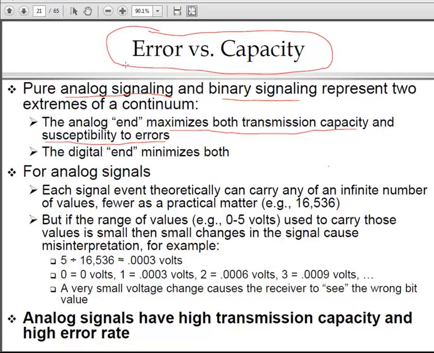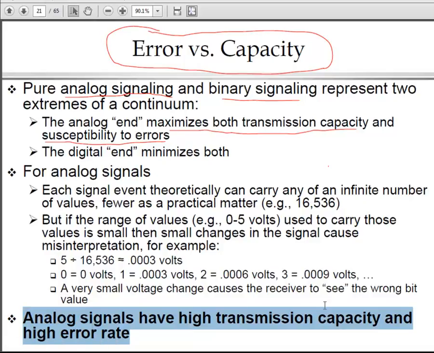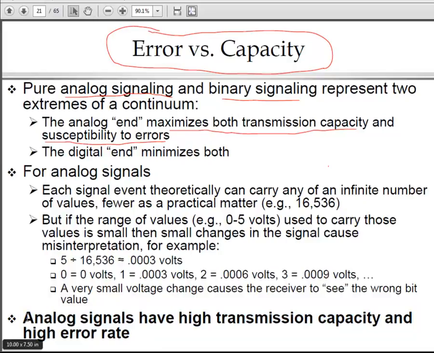Okay, so summarizing this, we could dig into more detail, and that's what the middle of the slide is, but I'm going to skip over that. Analog signals give you very high transmission capacity, but also give you very high error rate. For the vast majority of uses that have anything to do with computers and software, that trade-off is unacceptable. And that is why you don't see analog signals or analog encoding of data used in computers. Okay, at least not today.